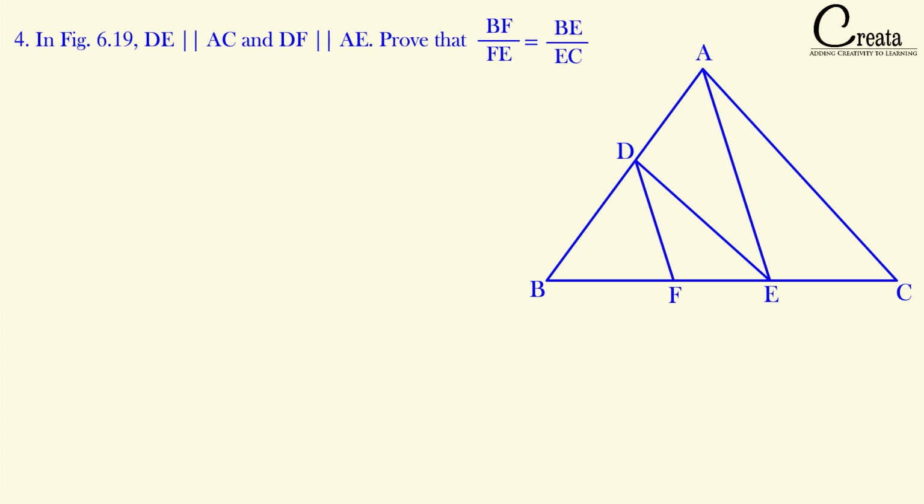Further, we have to prove that BF upon FE is equal to BE upon EC. So let's proceed with this question. Firstly, we will identify the triangle around the parallel lines.